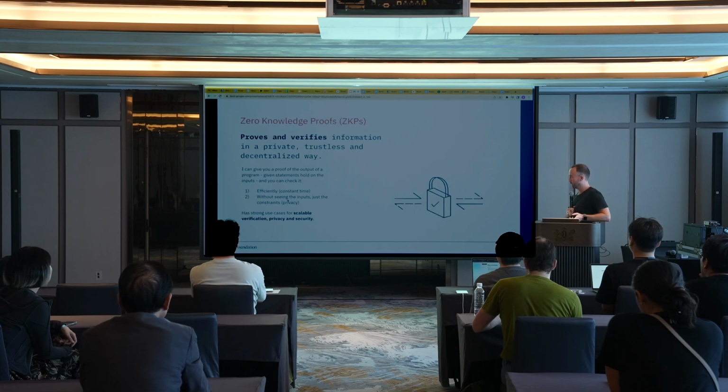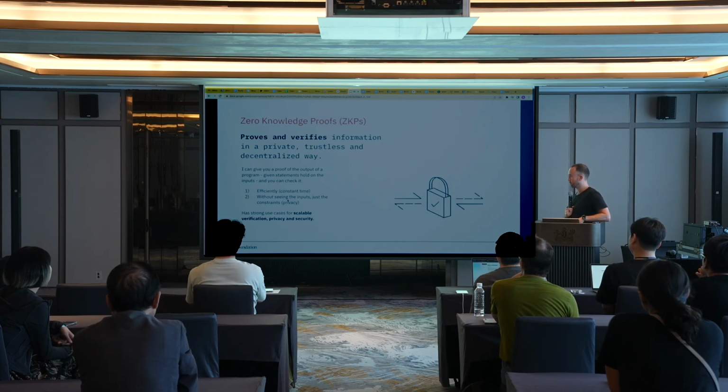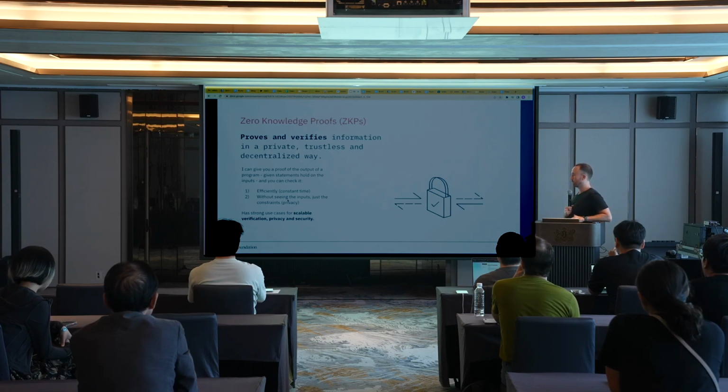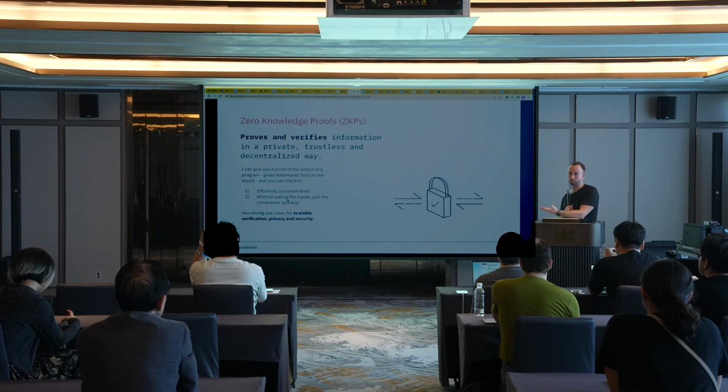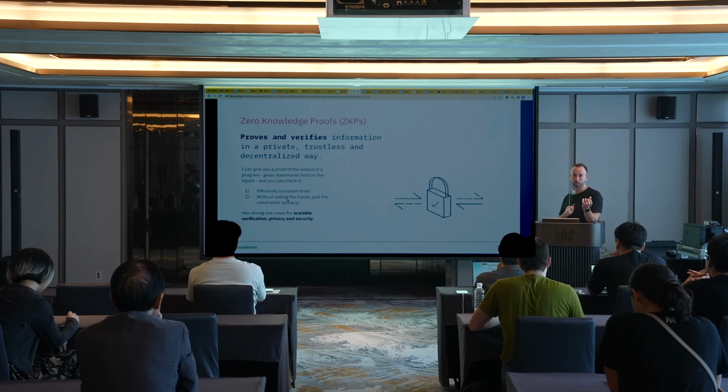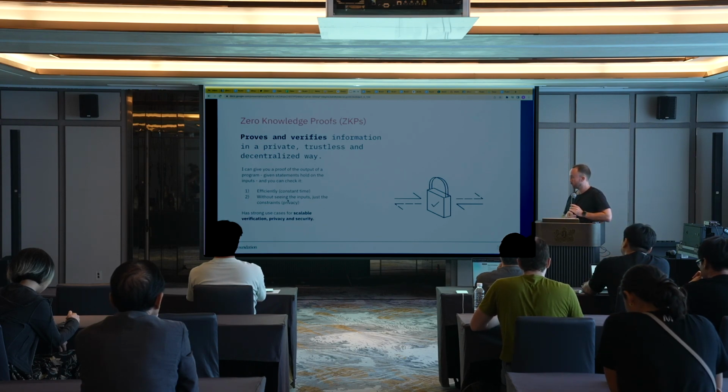ZK SNARKs specifically are efficient in that they're constant size. We'll talk about the scalability benefits that brings in a second, but one of the key things that these bring is privacy. As I said, you can prove something to somebody without revealing what that thing is. And when that comes to applications, this is developer talk, the developer is able to define the inputs to the contract, and they're able to define those things as being public or private. We'll get into how that works in a second.